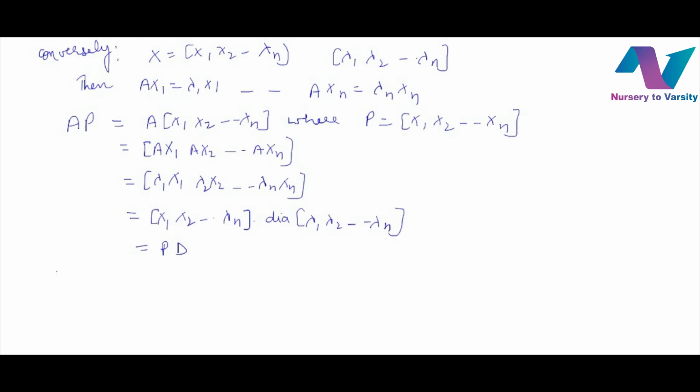Now P is a non-singular invertible matrix, so pre-multiplying both sides by P inverse, P inverse AP = D. Hence we have proved that if A is a square matrix of order n which is diagonalizable, then it possesses n linearly independent eigenvectors, and if it possesses n linearly independent eigenvectors, then it is a diagonalizable matrix. Now I will take one question which will help you understand more about how to diagonalize a matrix.